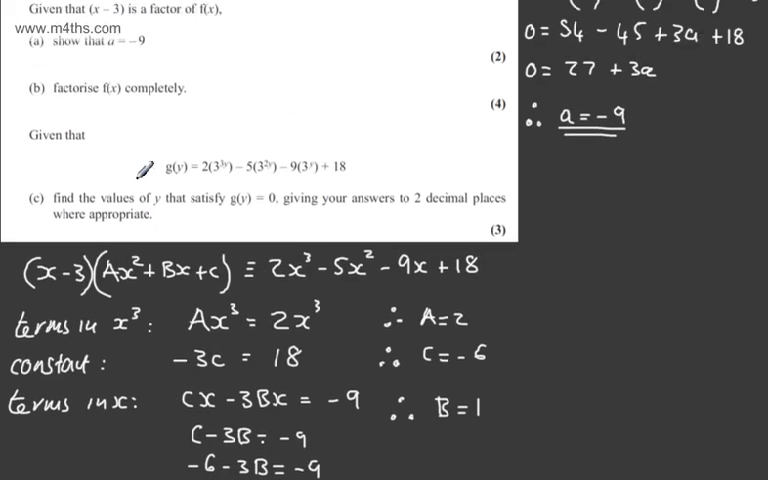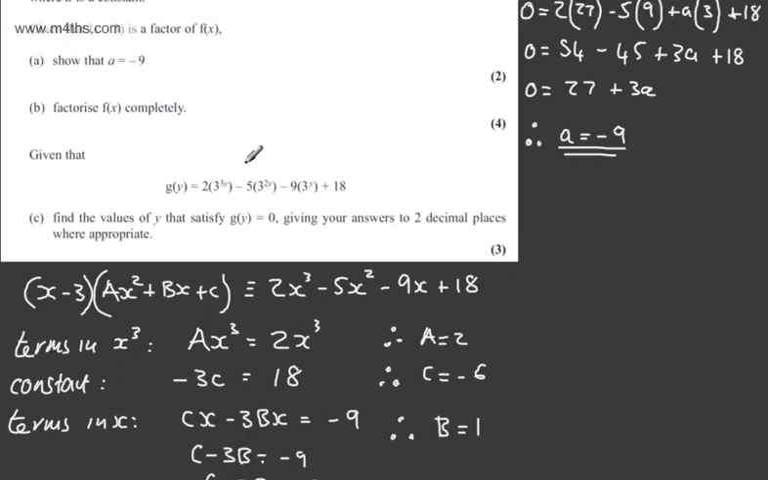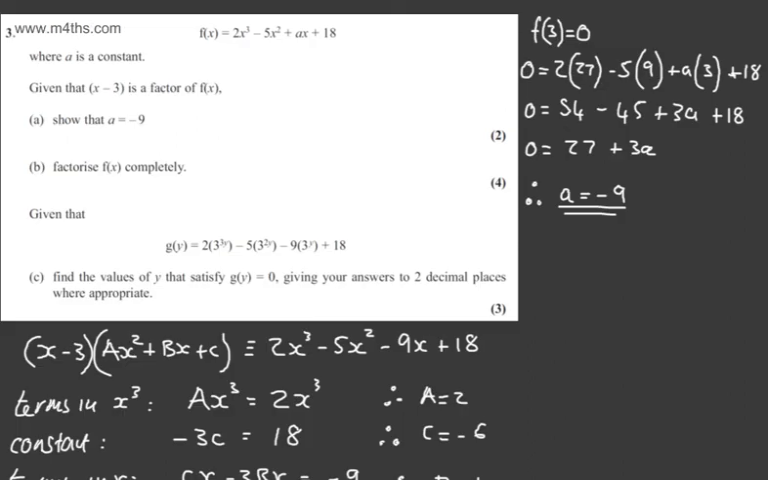There are lots of different ways that you could deal with this. It says, given that g(y) is equal to 2 lots of 3 to the 3y minus 5 lots of 3 to the 2y minus 9 lots of 3 to the y plus 18, in part C, find the values of y that satisfy g(y) = 0, giving your answers to 2 decimal places where appropriate. If we look at f(x) and g(y), these are similar. The only difference is that we have x here and 3 to the y. So what I'm going to do is solve f(x) = 0.